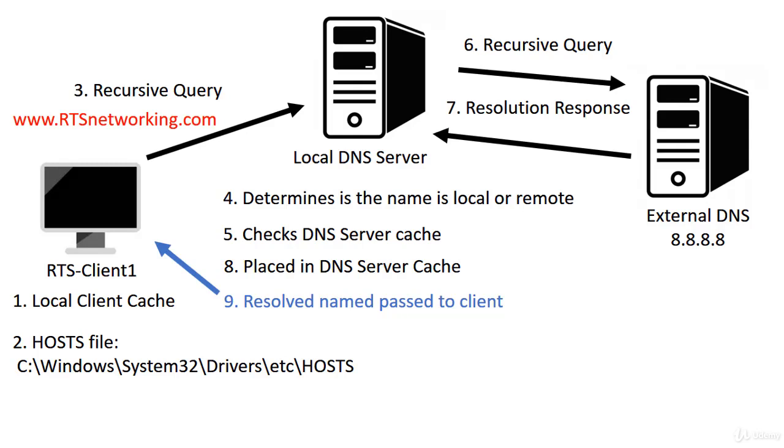A very common implementation for forwarding is if I have DNS servers on the internal network, I may not want those DNS servers to directly communicate with the internet. So in my perimeter network, I may deploy a DNS server. My internal DNS will forward all queries to the DNS server in the perimeter network. That DNS server in the perimeter network will be the server that directly communicates with the internet.